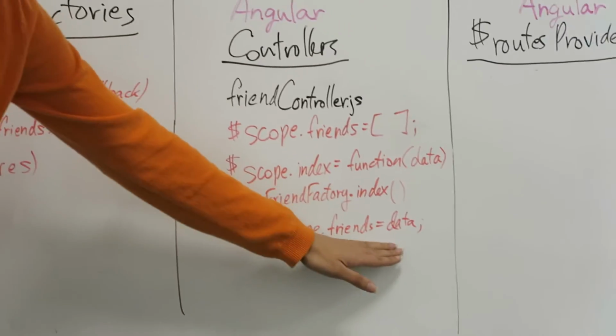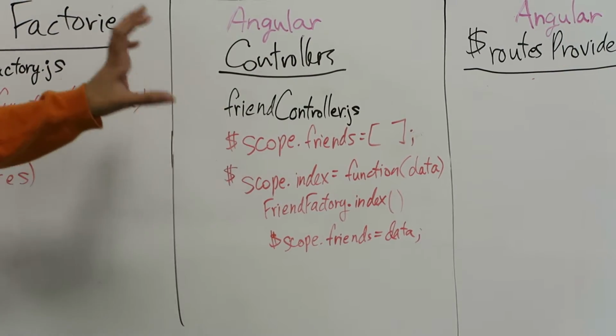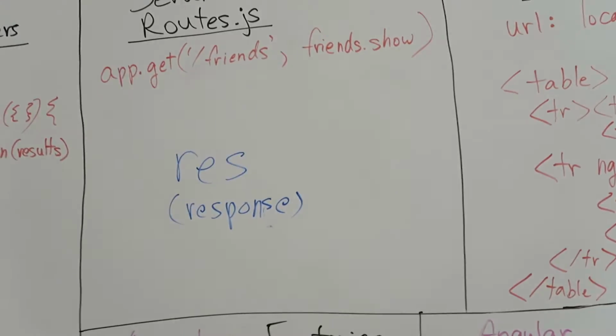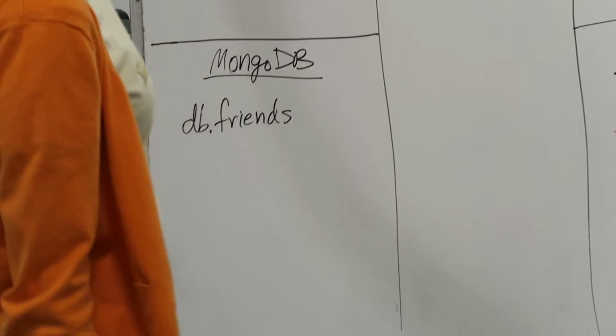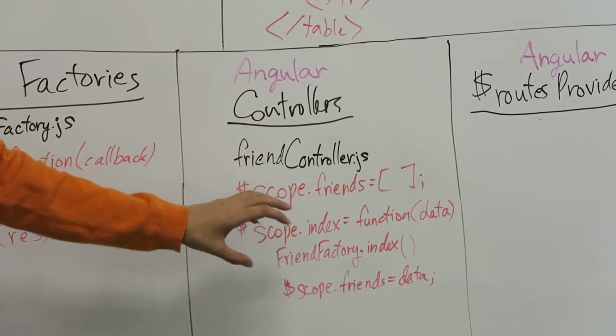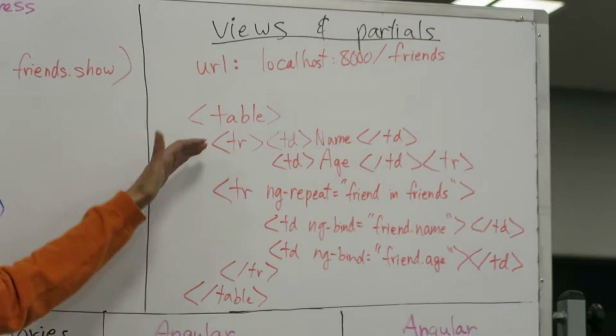So this data, in effect, will go into this array. Now we have this array, which came from the data, which came from the response, which came all the way over here from the Mongo database, in this long, arduous journey into our controller. And now that it's in our scope, we can send that over to our view, and our view can display it in this table.